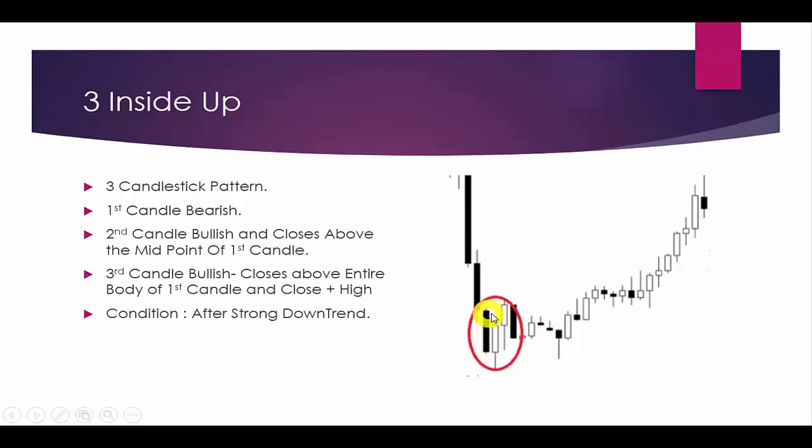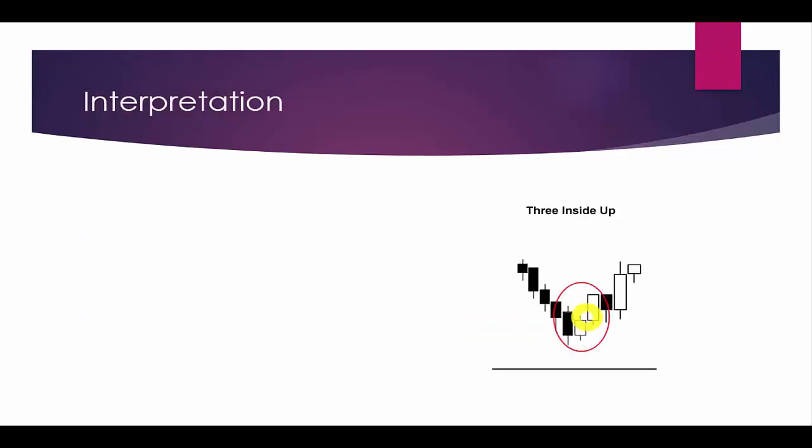The first candle should be bearish, the second candle should close above the midpoint of the first bearish candle, and the third candle should completely cover the first candle's body, and it should close above, okay. Now we will see its interpretation, what basically it means.